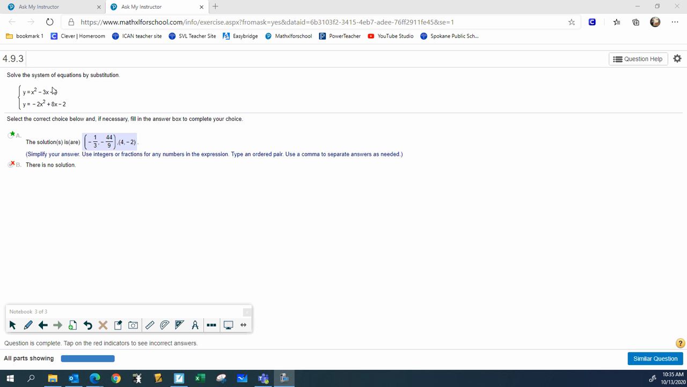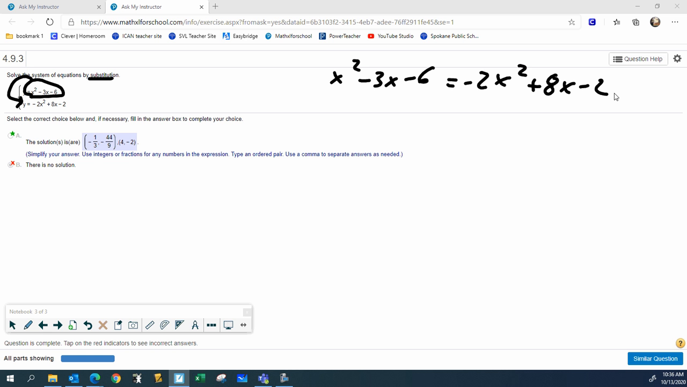So this says solve the system of equations by substitution. Since we have them both set equal to y, we're going to take this first equation here and substitute it in for that y value. And so we'll get the equation x squared minus 3x minus 6 equals negative 2x squared plus 8x minus 2. And from there, we're just solving for x.